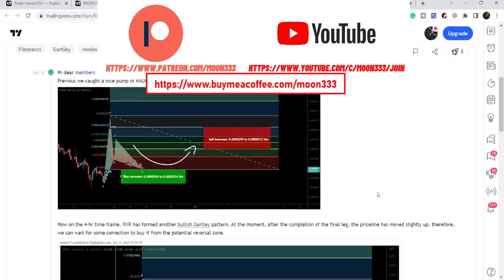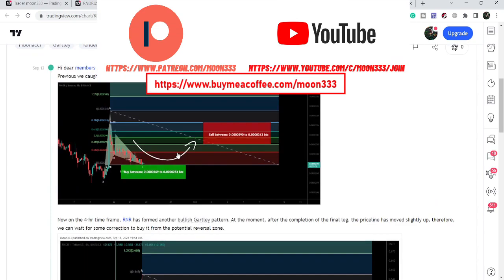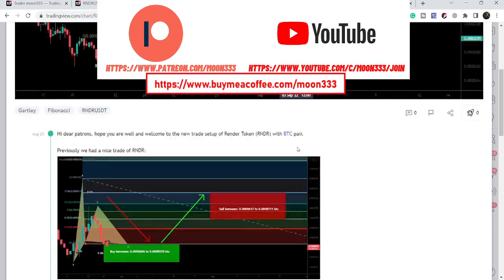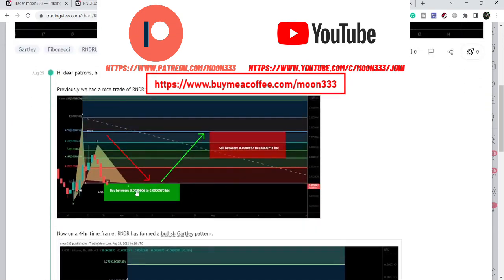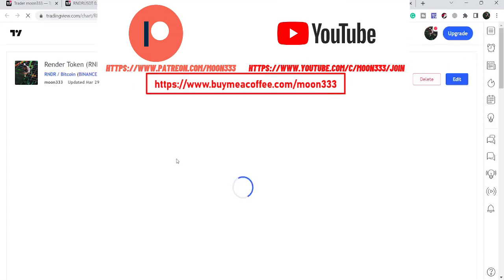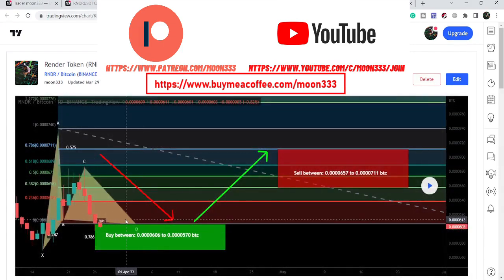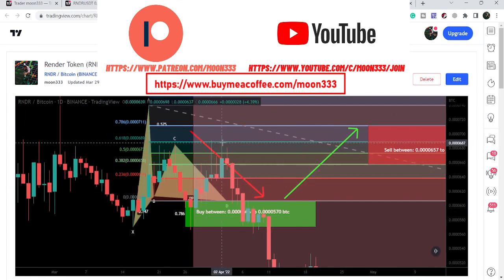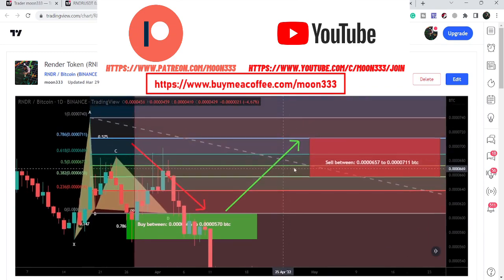And by the way, before this move, Render also formed this Gartley move that I also shared with my members on 25th of August. And even before this move, Render also formed another Gartley move that I shared with my members on 27th of March 2022. After playing this chart, you can see that the price line started a nice reversal move from here, and this was more than a 22% pump. This pattern was formed with the Bitcoin pair.